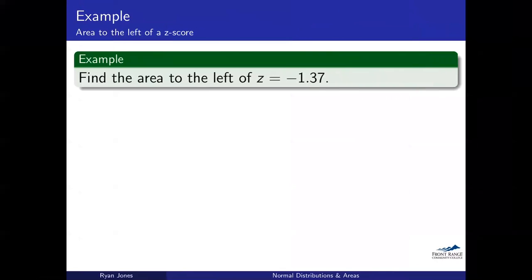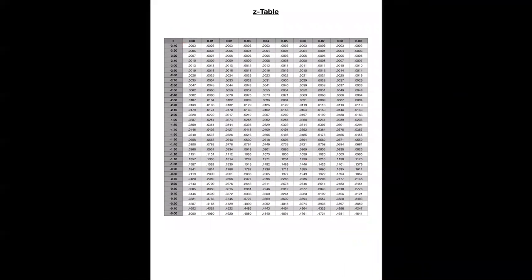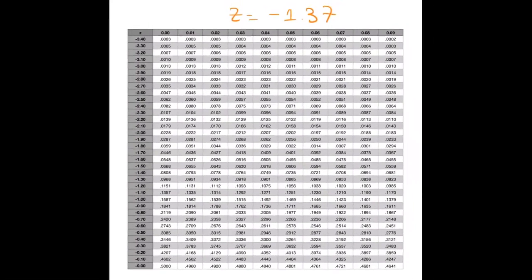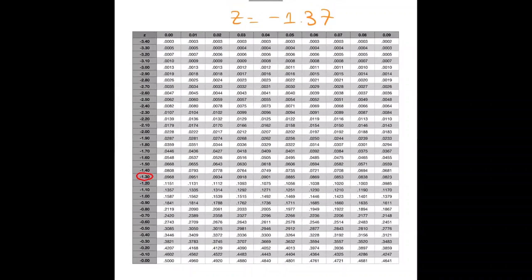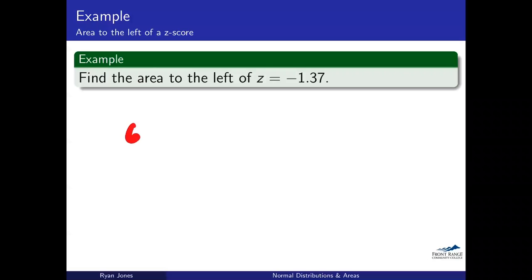So let's go ahead and do a couple examples here. Find the area to the left of z equals negative 1.37. Well, we'll go ahead and we'll go to our z table. If we're going to look at the negative side of the z table, we're doing z equals negative 1.37. Then we're going to go to the negative 1.3 row, and then we're going to go to the 0.07 column. So you'll notice that I'm looking right there, and I'm looking right there. And then we just find that corresponding area. 0.0853. This is equal to 8.53%.